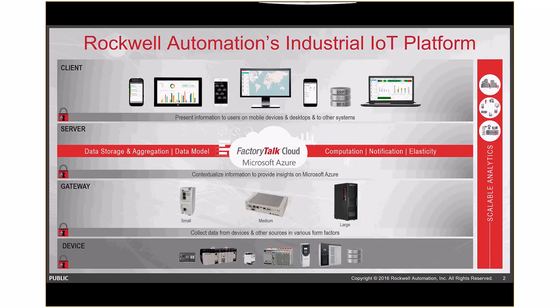At the next level, the FactoryTalk Cloud, hosted in Microsoft Azure, we ingest the data from the gateway. We organize that into a data model where we could logically represent the different assets our automation customers have. These might be individual machines, production lines, work cells, plants, enterprises, whatever the specific nature of the application is.